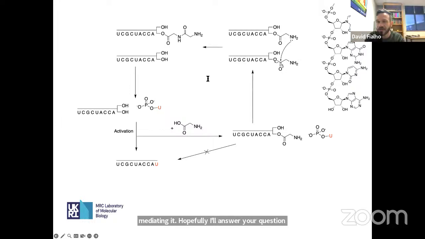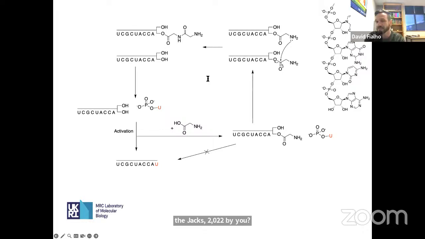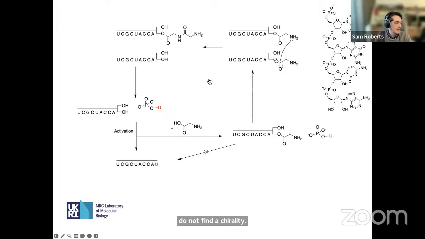So Professor Braun asks, do I get this correctly that in the JACS 2022 paper by you, the activation step was under EDC, but does it then not wonder that you do not find a chirality signature since you anyhow force it? Interestingly, yes, we do need EDC, and unfortunately, it's one of the failures of prebiotic chemistry at the moment: activation is a long-standing problem.